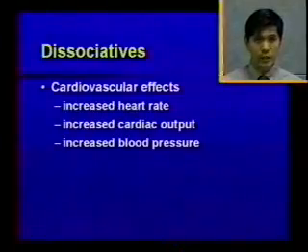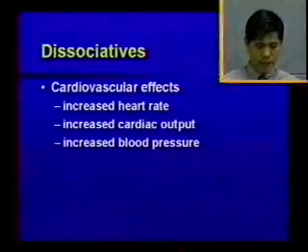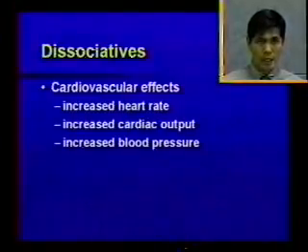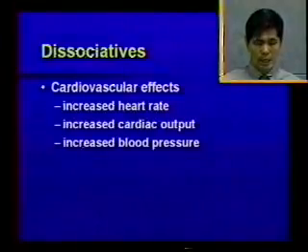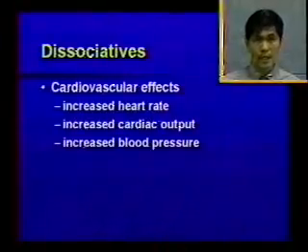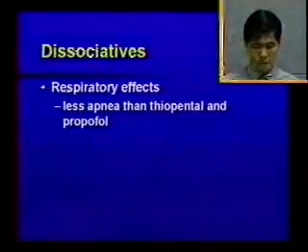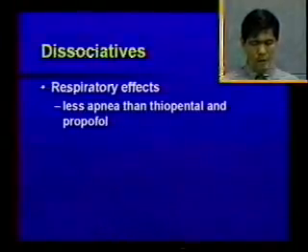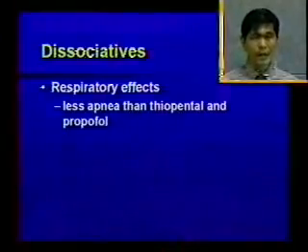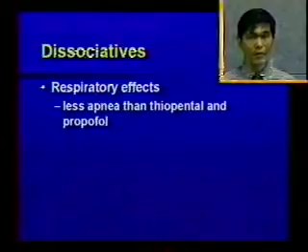These are the cardiovascular effects of the dissociatives, ketamine, tiletamine. They do this by stimulating the sympathetic system indirectly. They increase heart rate, increase cardiac output, and increase blood pressure. So this is the drug I'd like to use in animals that are hypovolemic, animals that may be bleeding, because they maintain cardiovascular function better than, let's say, propofol or thiopental. It has also been observed that there is less apnea when you use propofol compared with thiopental. Less apnea when you use ketamine compared with thiopental and propofol.